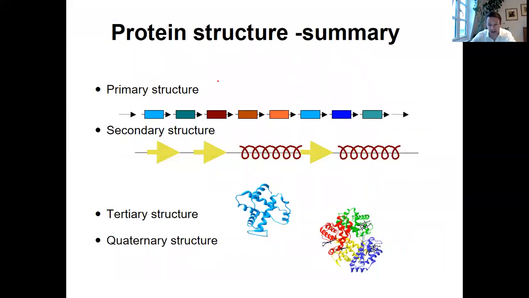Now, yet again, primary structure is order, secondary structure is alpha helix or beta sheet, tertiary structure is the three-dimensional shape, which is the resultant of all of the interactions between all of the R groups. Quaternary structure is more than one polypeptide chain, and may include some heme groups.